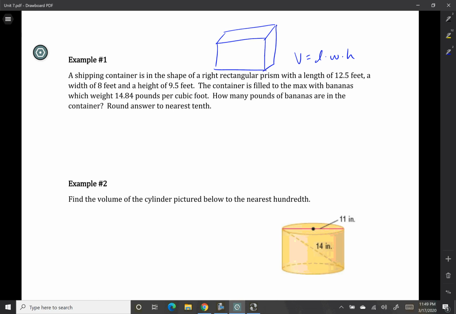All of the units are the same. So let's find the volume here. So we would say 12.5 times 8 times 9.5. So if we find this volume, just type it in your calculator, just how you see it. We get 950.